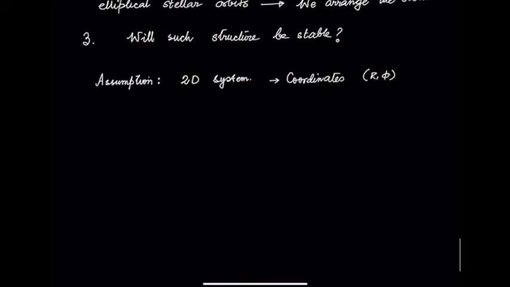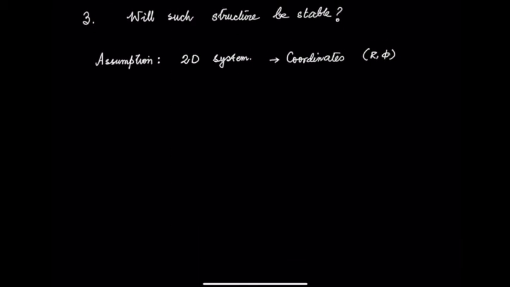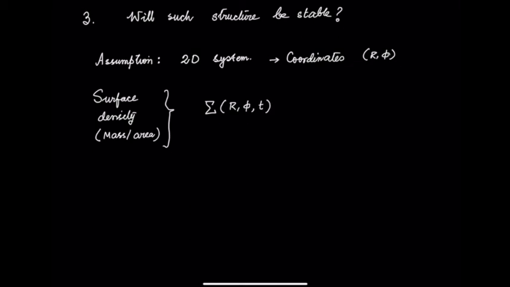Okay. So now I can write the surface density, which is essentially mass per unit area. The density is mass per unit volume, but because we have a 2D disk, it's mass per unit area. And let's call that capital Sigma. It will be a function of r and phi. And we are asking whether this structure is stable, which essentially means whether the surface density is stable. So I should start by writing it as a function of t as well.